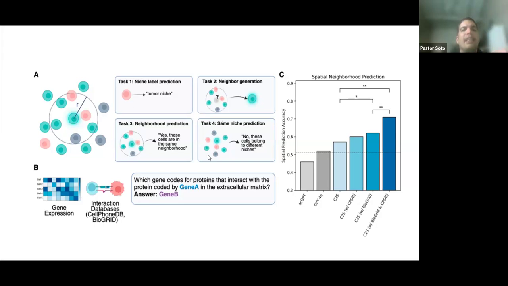And the other one is the neighborhood prediction, where you have different cell sentences from different cells, and you want to ask if those cells belong to the same neighborhood, and also the same niche prediction. So if you have a different range of cells, whether they belong to the same niche or not. And they evaluate different models on these generation capabilities.